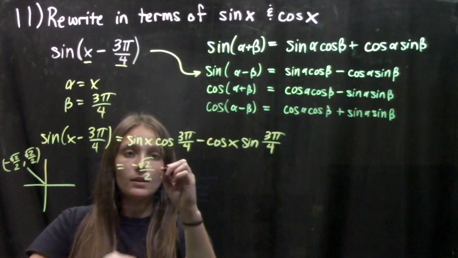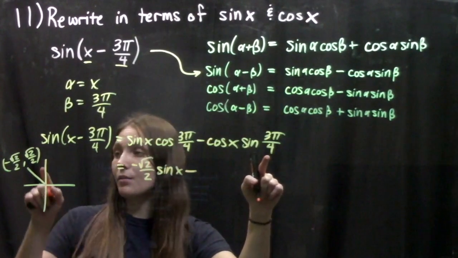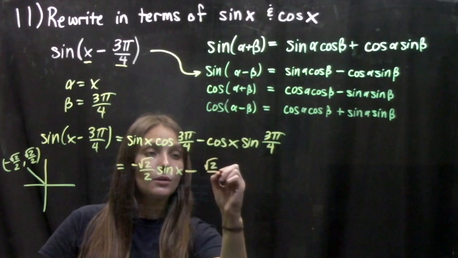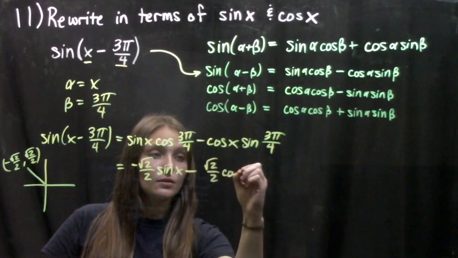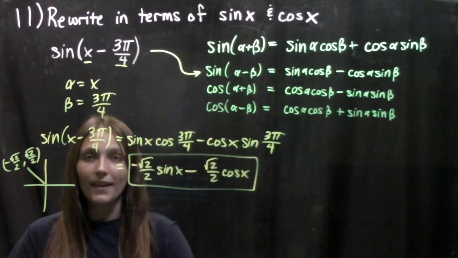And then we've got the sine of x times negative root 2 over 2, minus our sine of 3 pi over 4, which is root 2 over 2, times the cosine of x. And that's our answer.